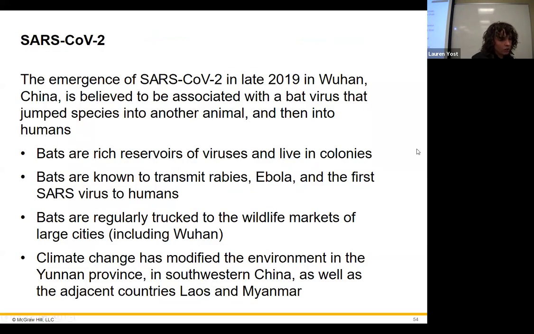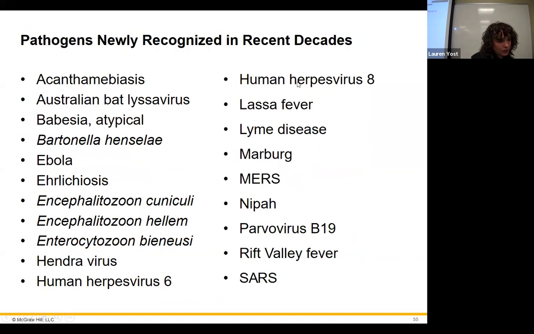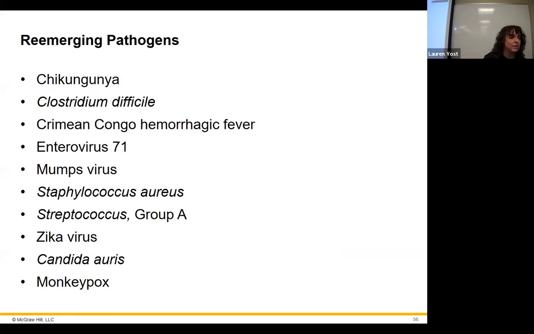All right, SARS and COVID and where it came from, they think bats. Don't get me started on that. And then these are other new emerging diseases, recent diseases that have come out. I don't know anything about whatever this is. I'm going to have to look it up.